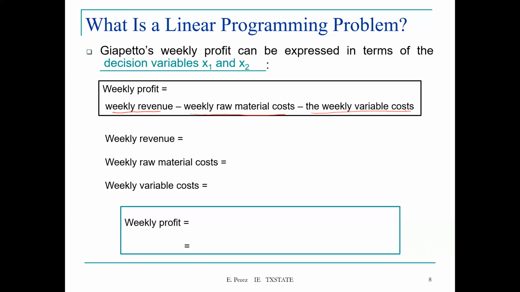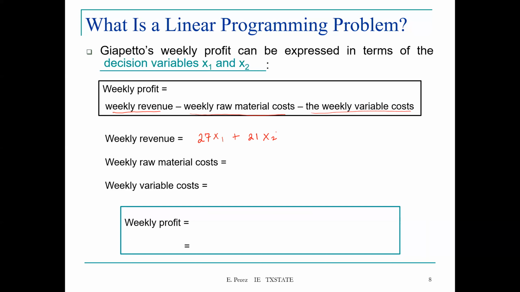The weekly revenue is stated in terms of our sales. Each soldier is sold for $27, and each train is sold for $21. So we can multiply that revenue by the decision variable. If I sell 2 soldiers, then my revenue is 2 times 27. If I sell 1 train, then my revenue is $21.